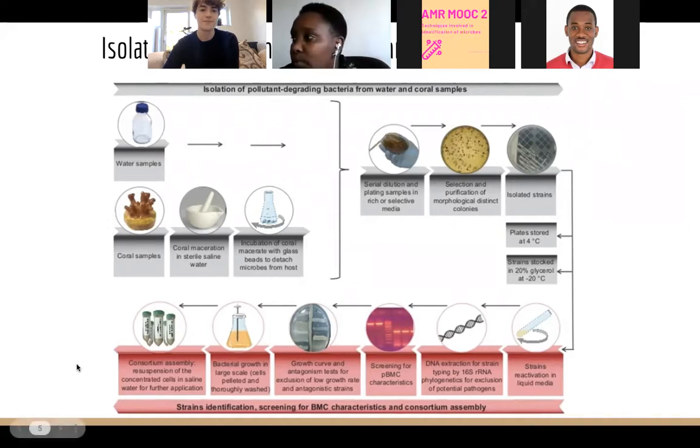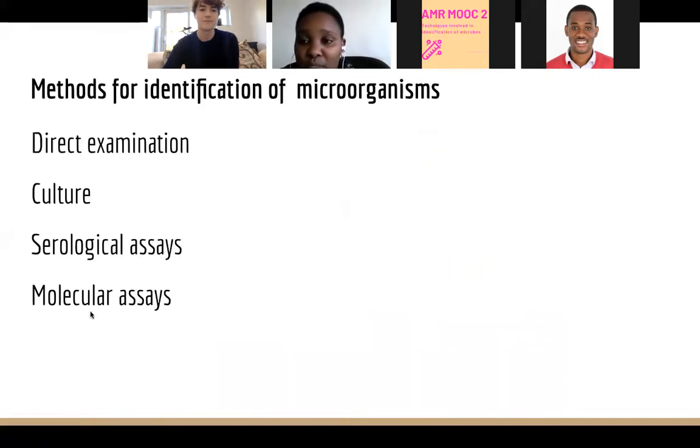Then we can learn about different techniques. We have microscopy, in which we use microscopes, which is direct examination. We have cell culture. We have serological assays. We have molecular assays. All this depends on your interest. Depending on what you are looking for, you can select which technique applies.